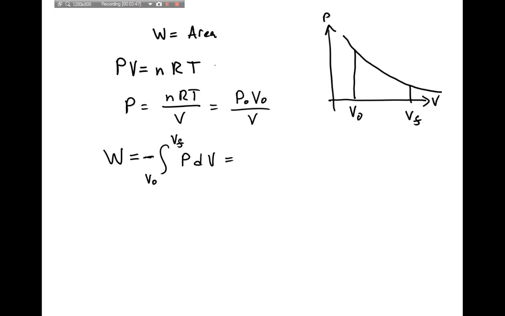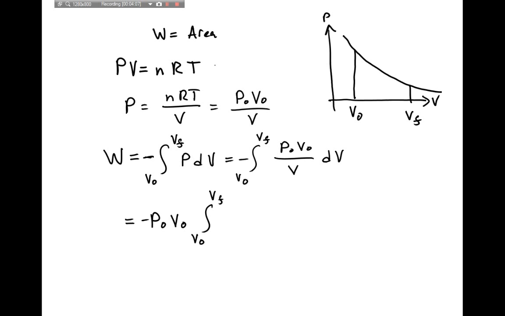So in this case, it's equal to the integral from an initial volume to a final volume of P naught V naught divided by V dV. And because P naught and V naught are a constant, I can pull those out front. So we have minus P naught V naught times the integral from the initial volume to the final volume of dV over V.